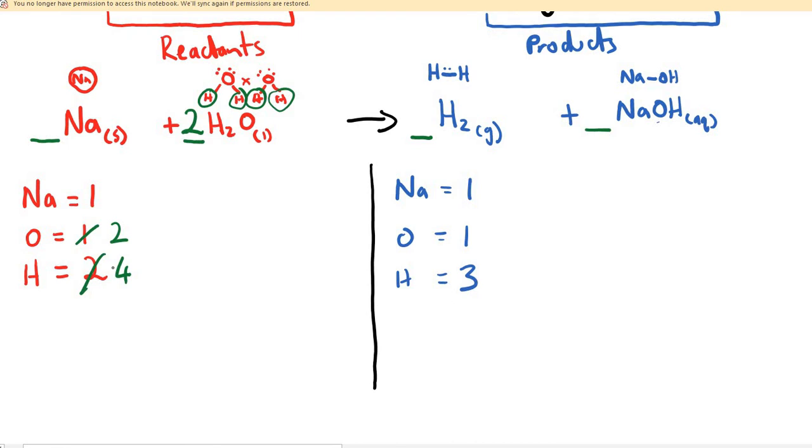But balancing equations, there's a process, right? So we've started the process. So now we've got to look to the right side and go, okay, we've got these numbers that don't quite match up. How can we maybe fix that?